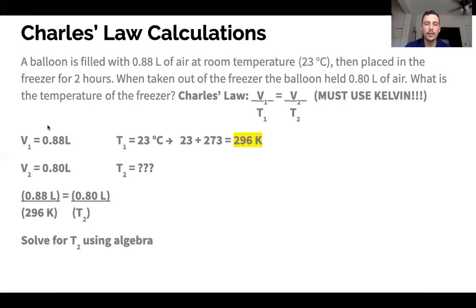So then we just plug all these into our equation here. So for V1, we would plug in 0.88 liters divided by 296 Kelvin. That's our T1 here. That is equal to our V2, which is 0.80 liters, divided by our variable of T2. And then, now you have an equation with one variable, you just use a little bit of algebra to solve it. We'll walk through that on the next slide, but it's just algebra from this point forward.